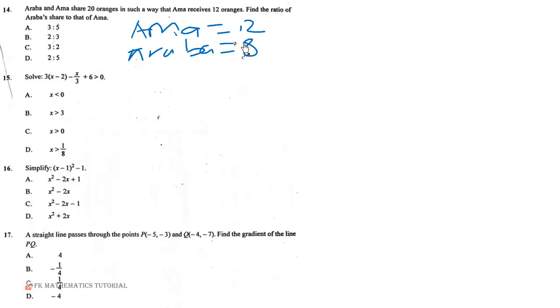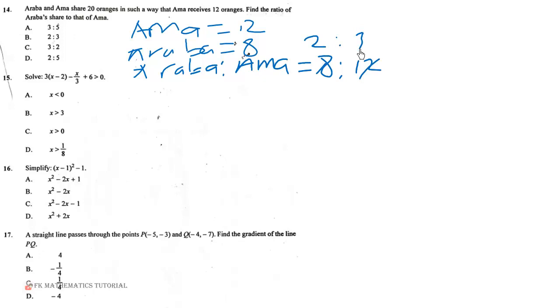So the ratio will be, find the ratio of Araba's share to that of Amma. So Araba is to Amma will be 8 is to 12. And we can reduce this. 4 goes here 2 times and 4 goes here 3 times. So 2 is to 3, which is option B.